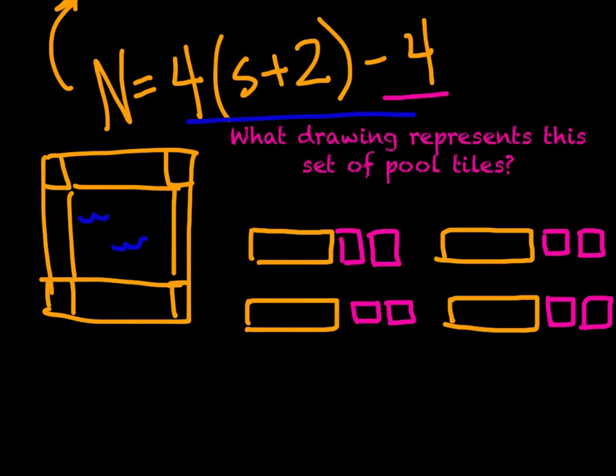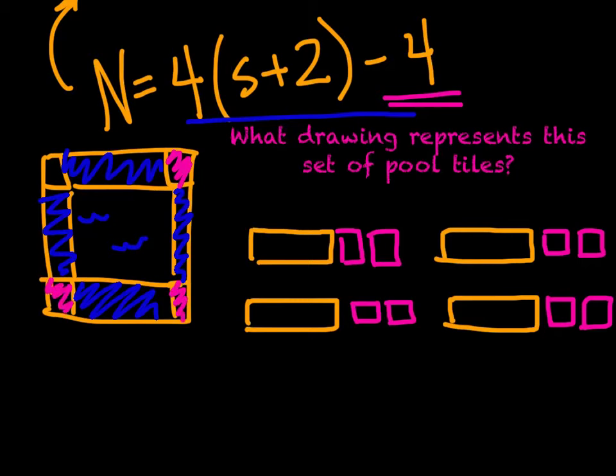And then it says I have this weird little thing that says minus 4. Now if I were to look at my drawing, I notice I have my S tiles taken care of. We have 4 of them. And we have our corner tiles taken care of. We have 1, 2, 3, 4. But when I look at my drawing, I have 1, 2, 3, 4, 5, 6, 7, 8. So that's where this minus 4 is coming in. We need to subtract 4 of those tiles.